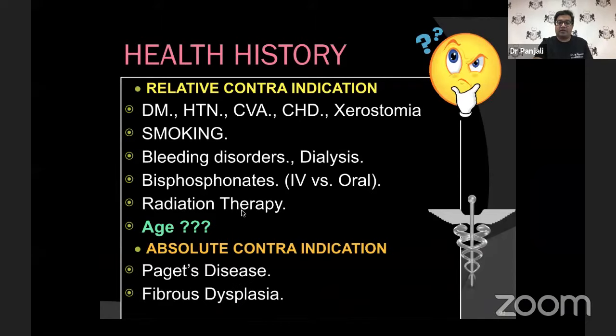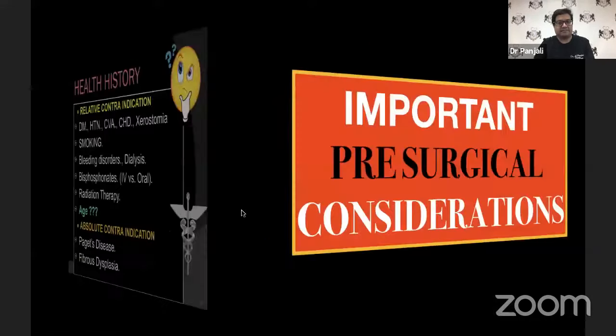Remember, age is not a factor. So you can be placing implants on a healthy individual who is 82 or 89. It doesn't matter. There are only 2 absolute contraindications, Paget's disease and fibrous dysplasia. And let me tell you, we can still place implants in cases with Paget's and fibrous dysplasia, but at this point in the initial stages of your career with implantology, I would recommend not to take up these cases.